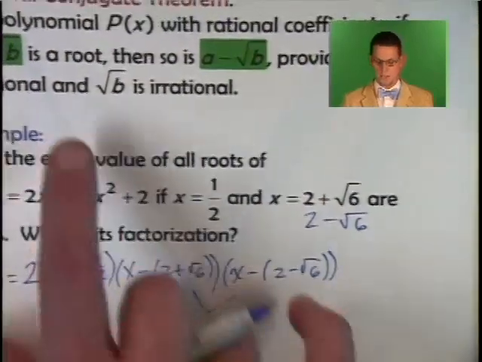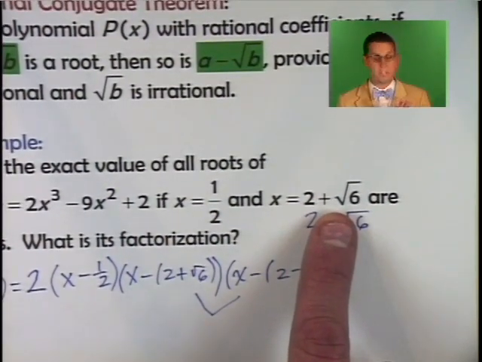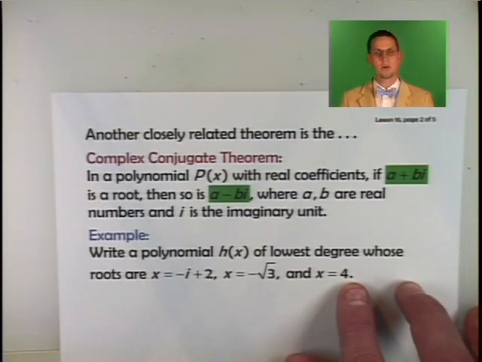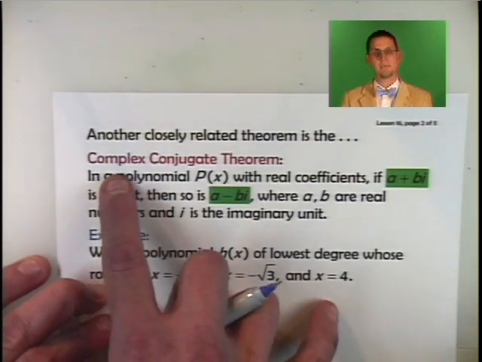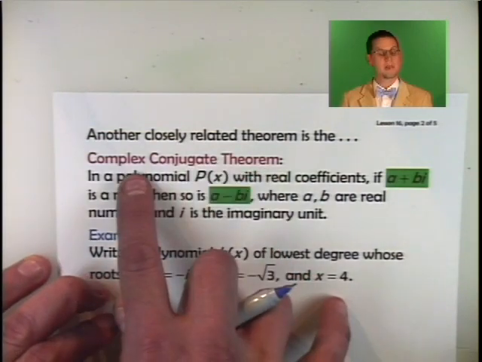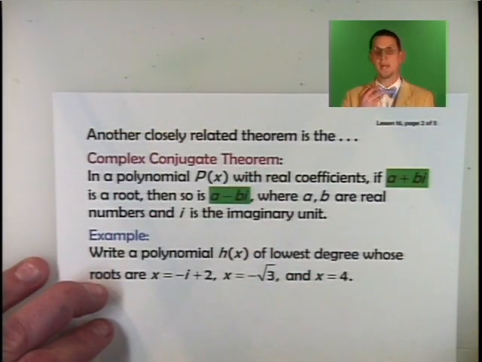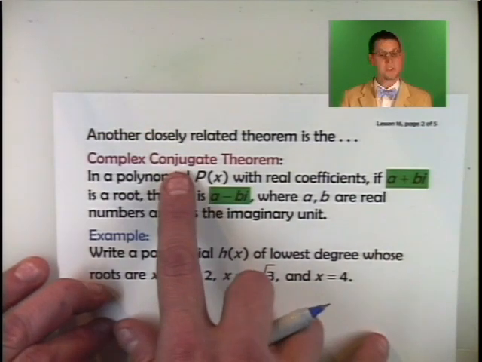So the irrational conjugate theorem says if you have an irrational root, like square root of 2, then you have its conjugate, negative square root of 2. Okay, that's the first one. There's another very closely related theorem that's just as important. It's called the complex conjugate theorem. Complex numbers are basically, remember, all the numbers that contain real numbers and imaginary numbers or any combinations of the two. And this is the conjugate theorem.